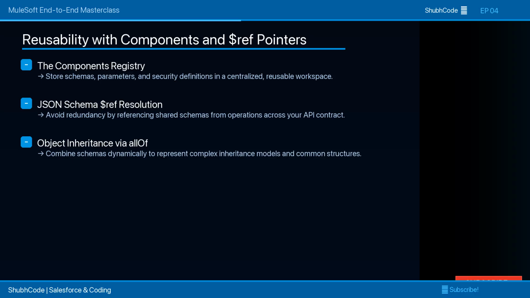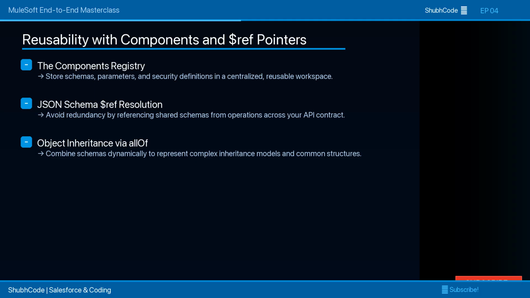The absolute golden rule of enterprise API design is DRY: do not repeat yourself. In RAML, we achieved this using resource types and traits. In OAS 3.0, we leverage the power of the components object and the $ref JSON pointer. The components section acts as a local registry for reusable schemas, security schemes, parameters, and headers.